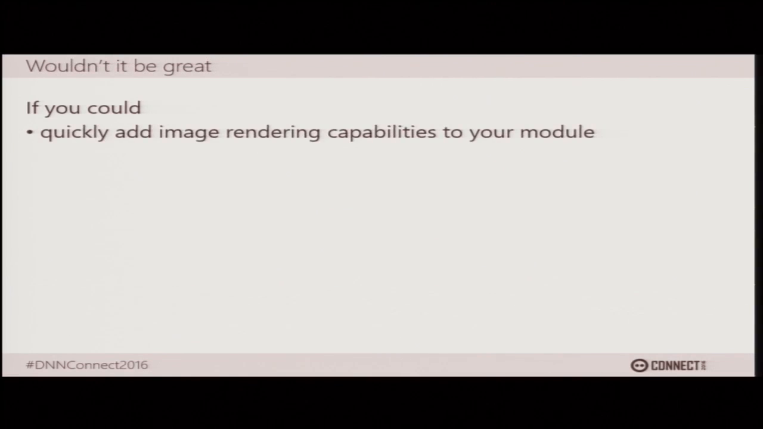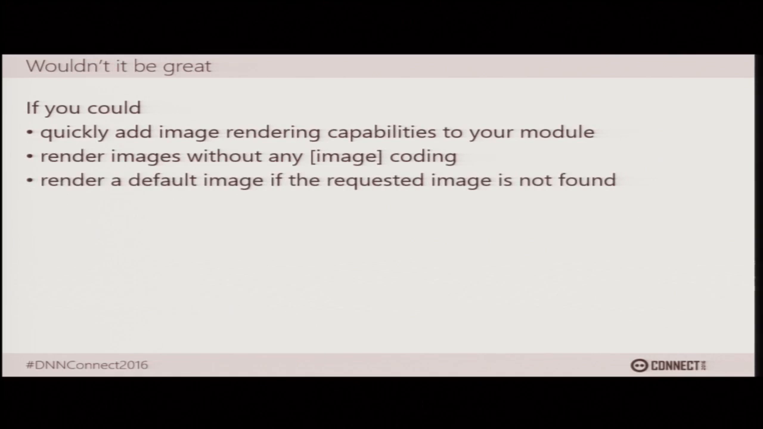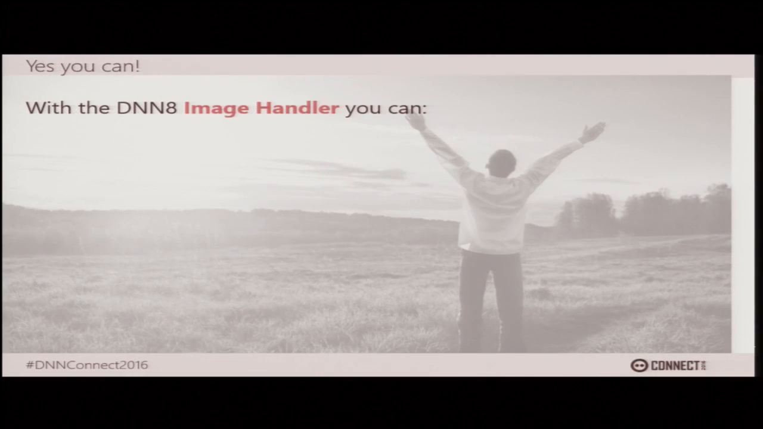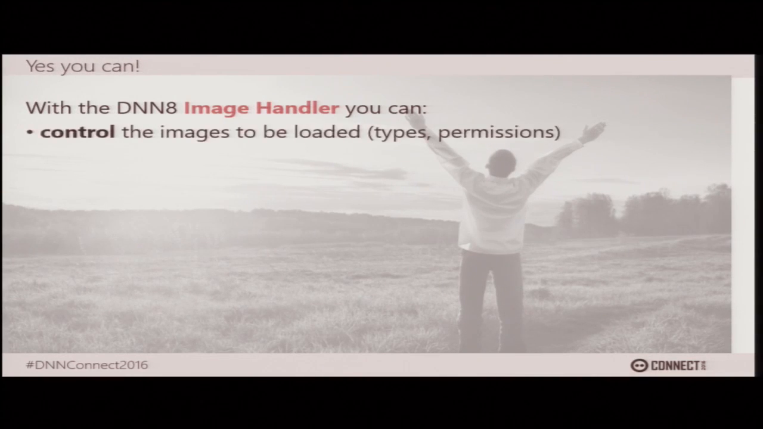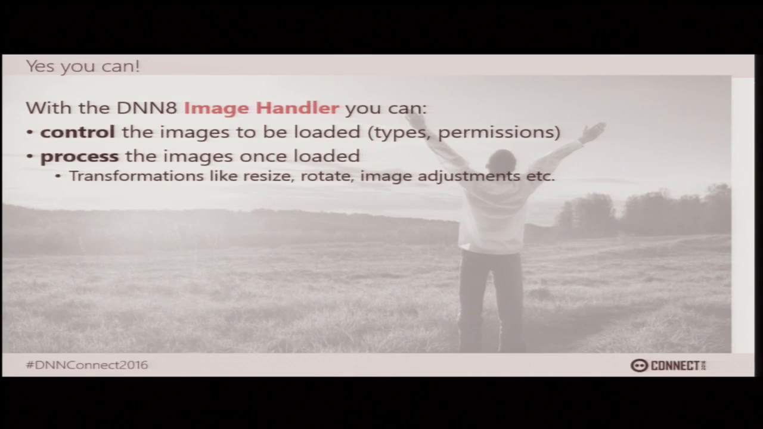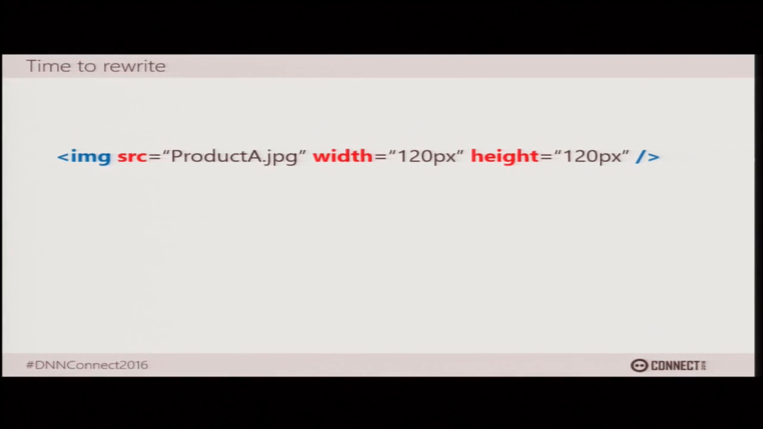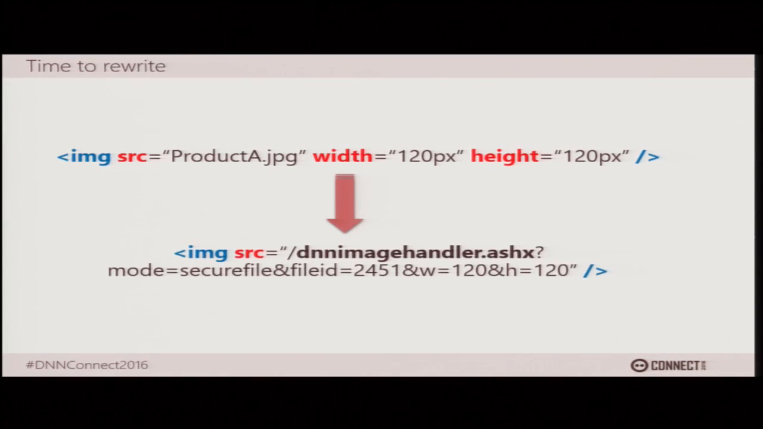So wouldn't it be nice if you could quickly add some image rendering capabilities, render these images, render even a default image if it doesn't exist, add some basic transformations like resize or rotate or adjust brightness, anything you wish. And luckily with the new image handler in DNN 8 you can. You can even control the images that need to be loaded. Image permissions are checked. You can process them once they're loaded. It has some caching, very nice. So time to rewrite this one into this one.